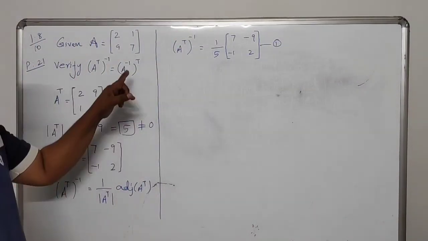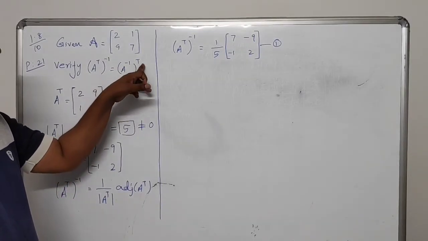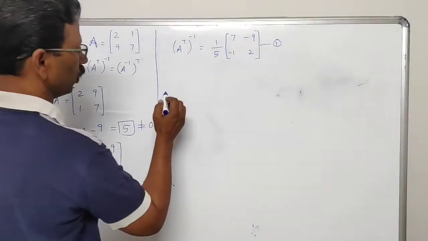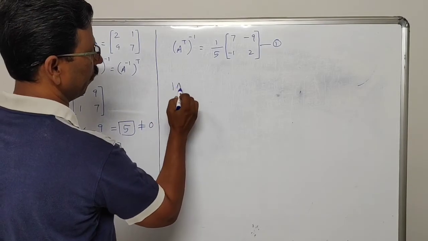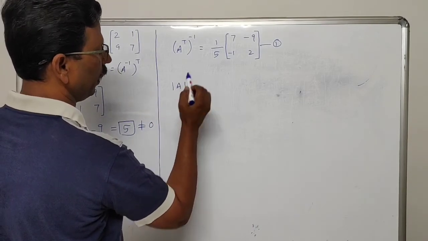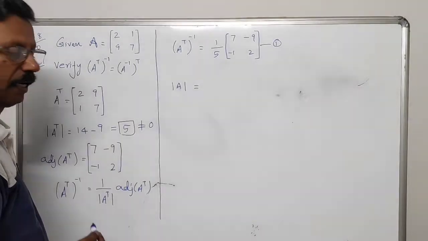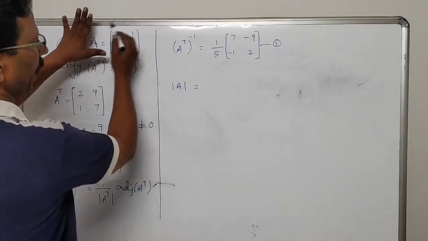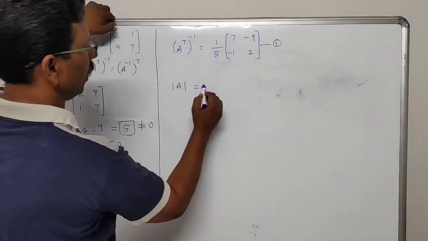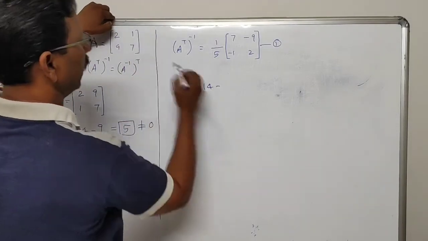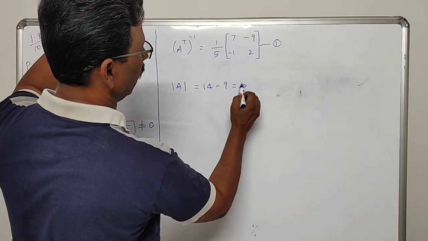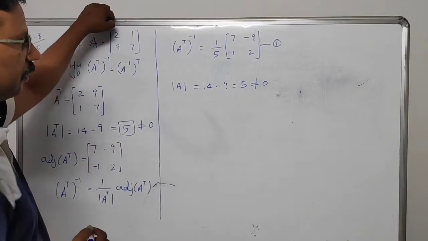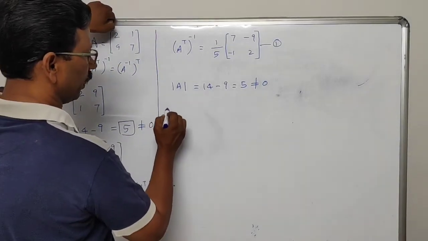Now we can go to find the RHS, that is, we have to find the transpose of A inverse. For that first we can find A inverse. To find A inverse we need to find the determinant of A. If A is non-singular, A transpose is also non-singular. Now let us check. The determinant of A for this matrix is 2 sevens are 14 minus 9 into 1, which is equal to 5, which is again not equal to 0. Hence we can say A inverse exists. Now for that we can find the adjoint of A.